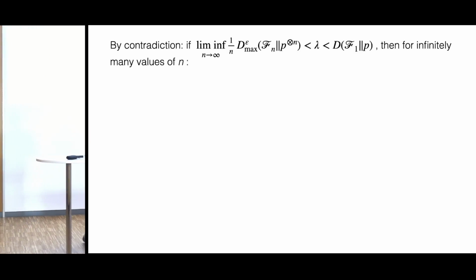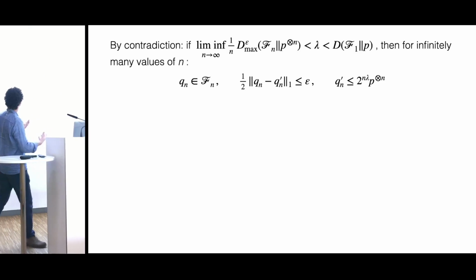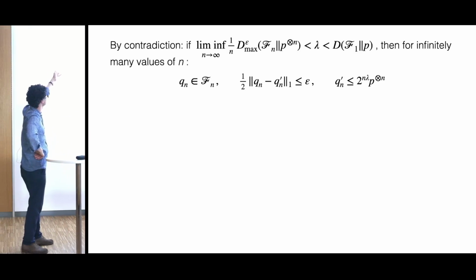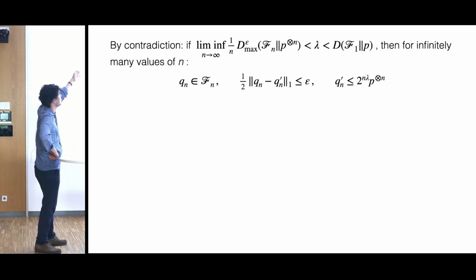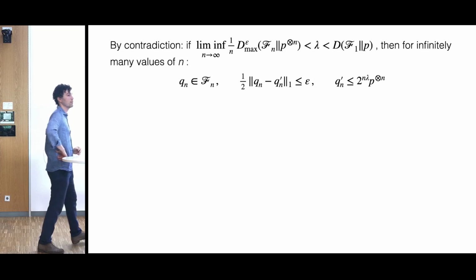Then for infinitely many values of n, we can again unpack this, and we can find a free probability distribution that's epsilon close to something else. Q prime n is going to be a smoothing of Qn, which is free. And now this Q prime n is upper bounded by, again, 2 to the n lambda, p tensor n. And lambda is smaller than the reverse relative entropy.